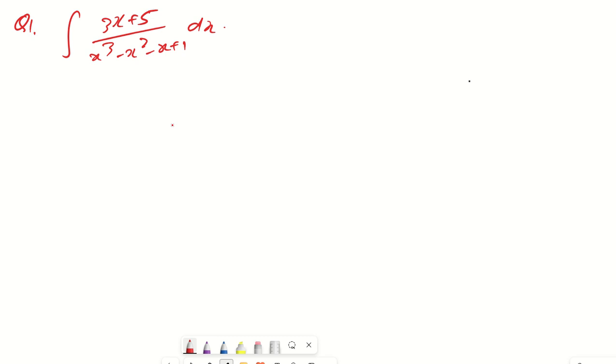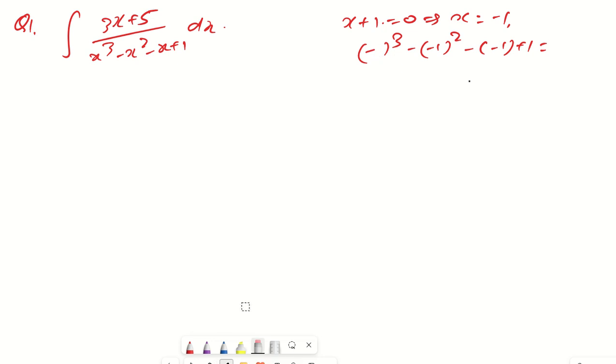Can you see that x plus 1 is a factor of the denominator? How to check that? Let us say x plus 1 is equal to 0, so that implies x will be minus 1. So put x equal to minus 1 in this one. What are we going to get? Minus 1 to the power 3 minus (minus 1) square minus (minus 1) plus 1. So this is minus 1, then minus 1, then plus 1 plus 1. So this is going to be 0. So yes, it is actually 0. So x plus 1 is a factor.